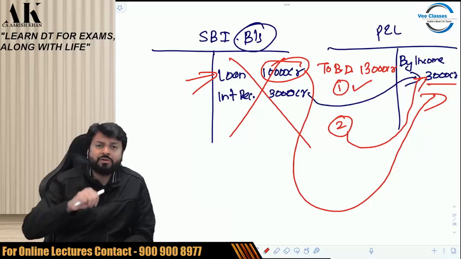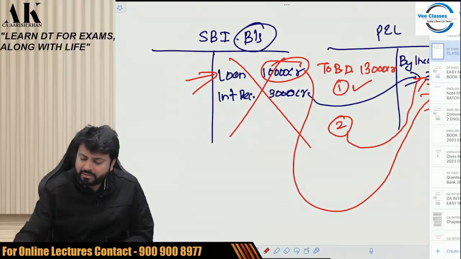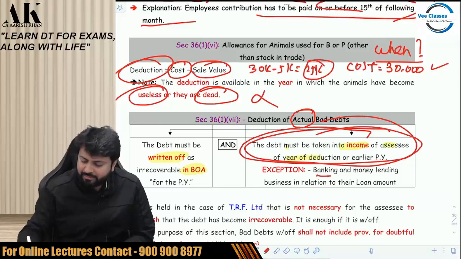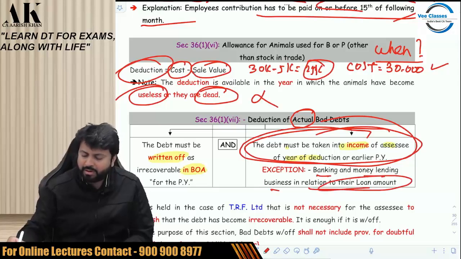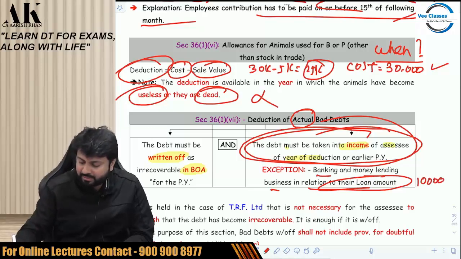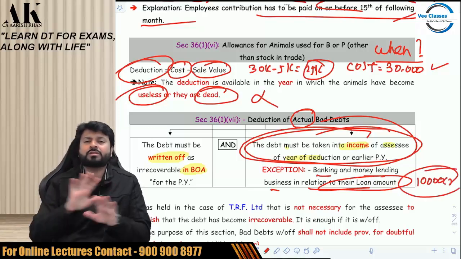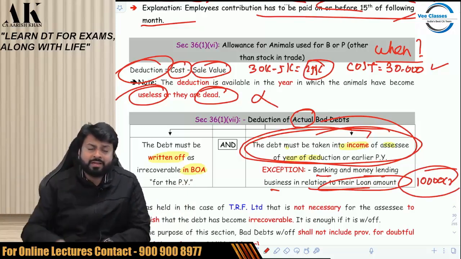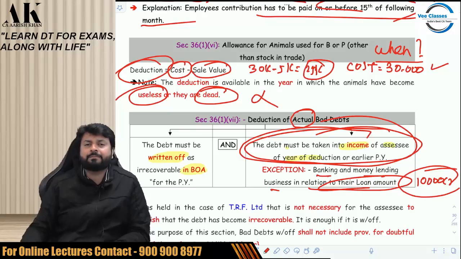So that will be genuine hardship on the banking industry, and therefore the government has said there is an exception for banking and money lending business in relation to the loan amount. In my example, that is 10,000 crore. They are not supposed to prove that the loan amount was part of income earlier. They are not supposed to prove that.